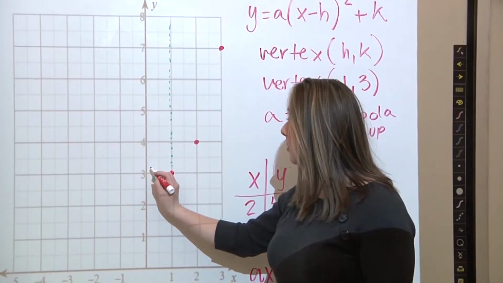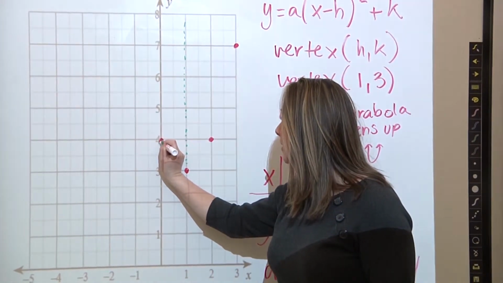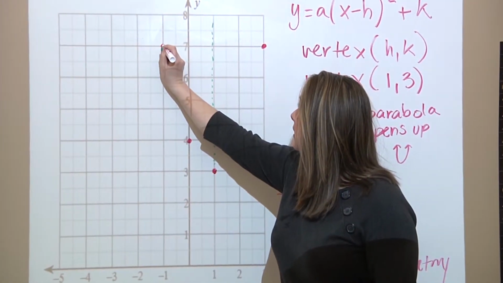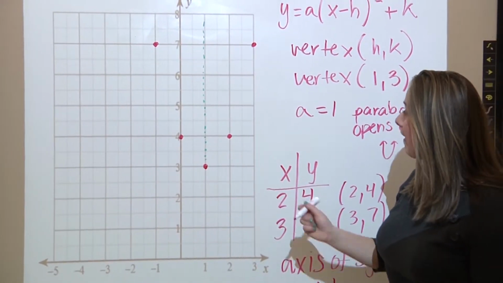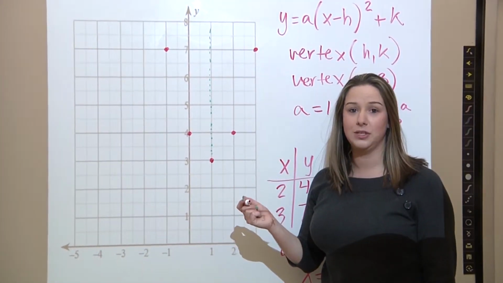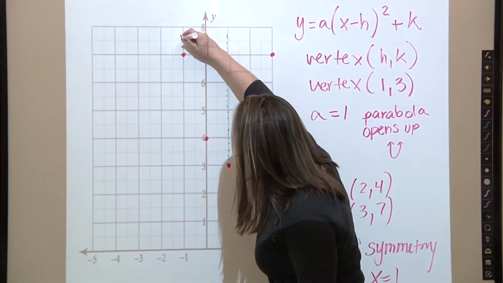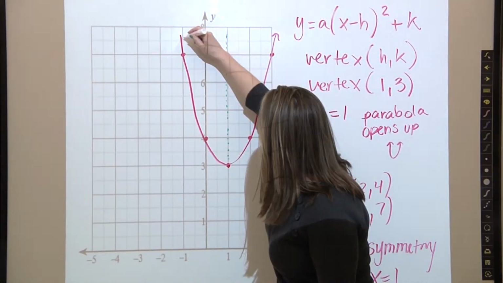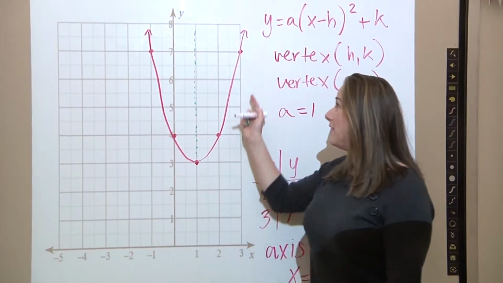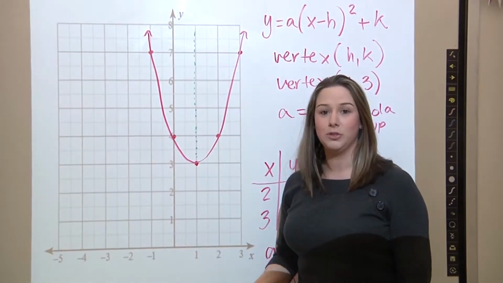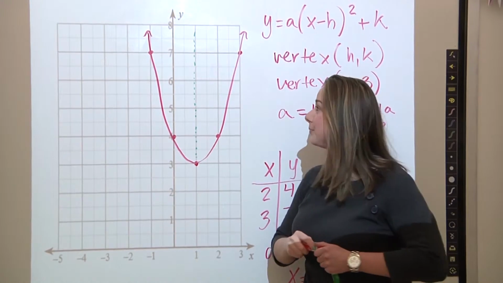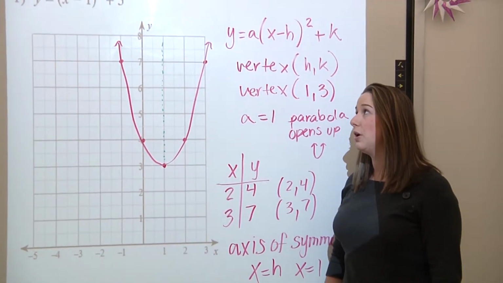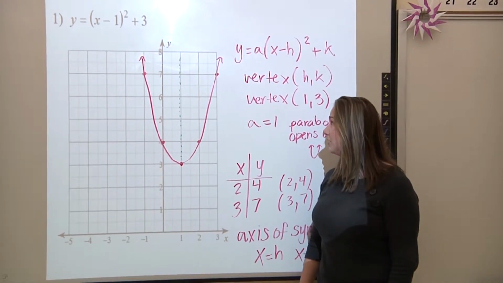So I'm going to reflect. I'm going to go 1 over in the other direction and plot my next point. I'm going to go 2 over to the left and plot that point. And I'm going to connect all of the points with a smooth curve. In order to indicate that the parabola is going to infinity in both directions, you use arrows. This is the graph of my parabola, y equals x minus 1 all squared plus 3 in vertex form.